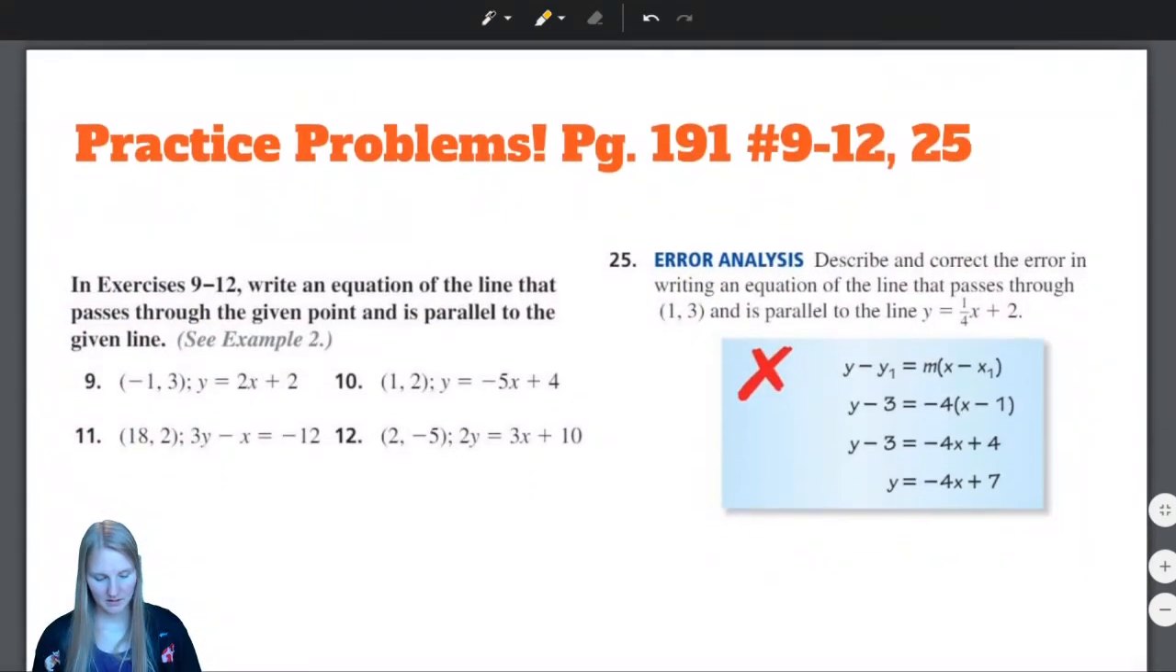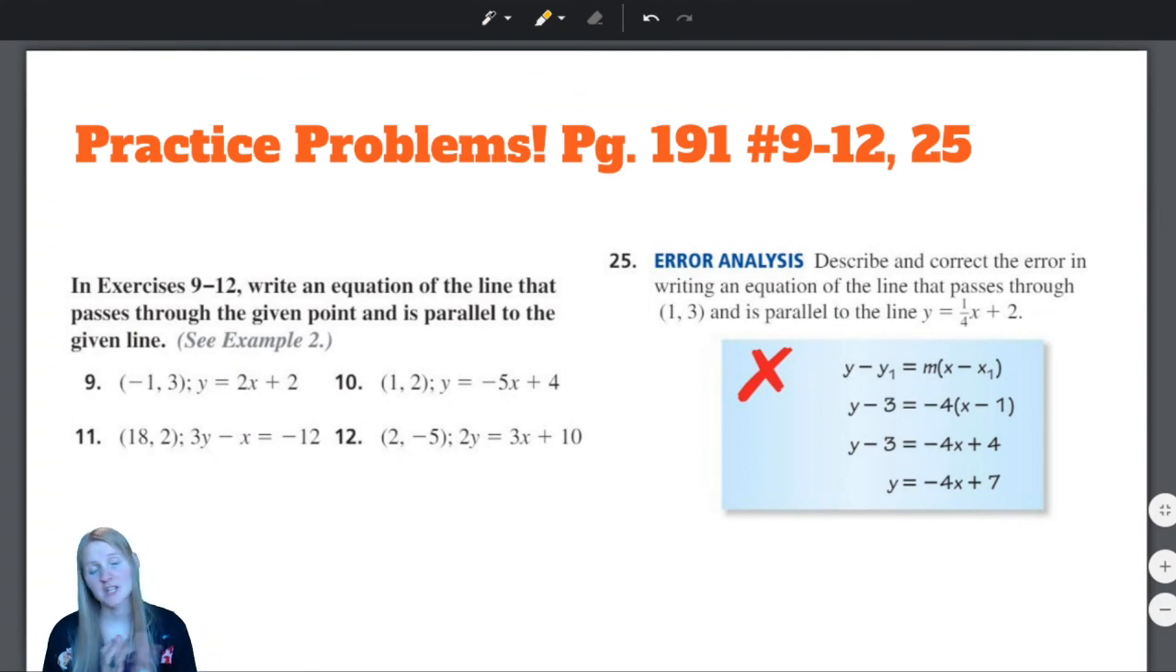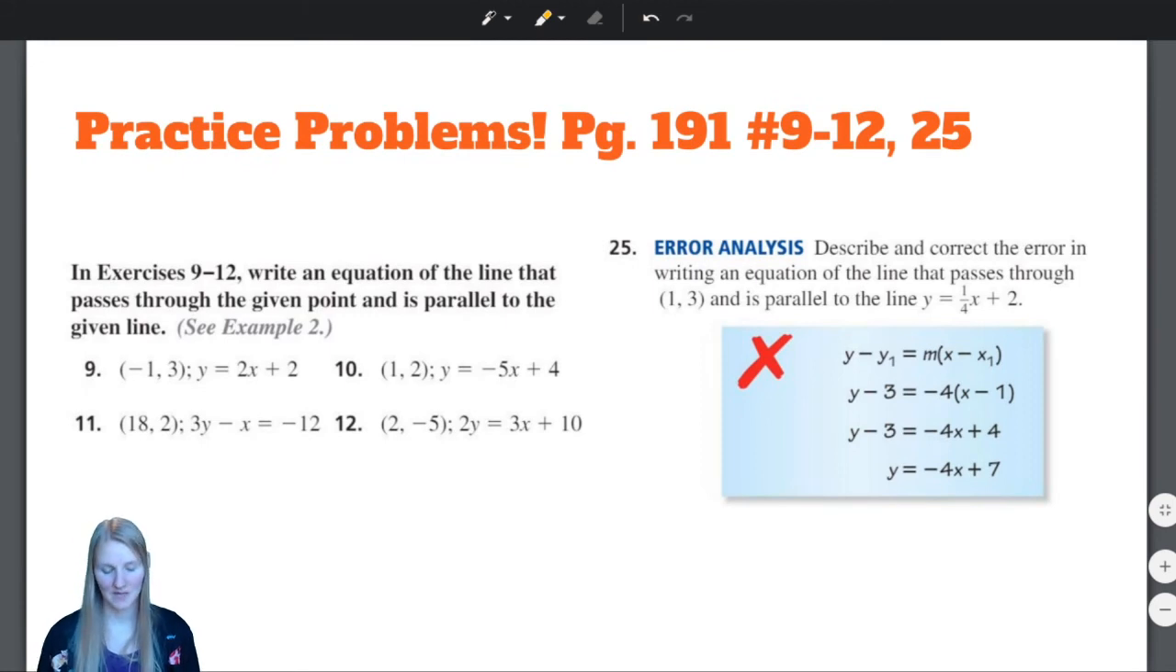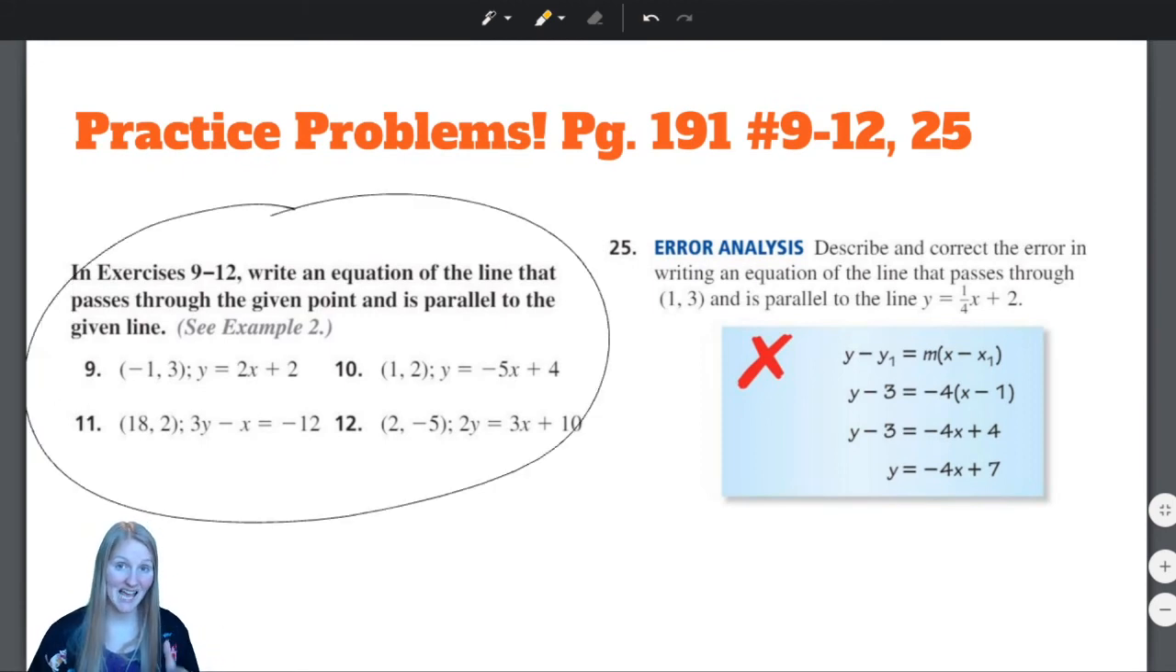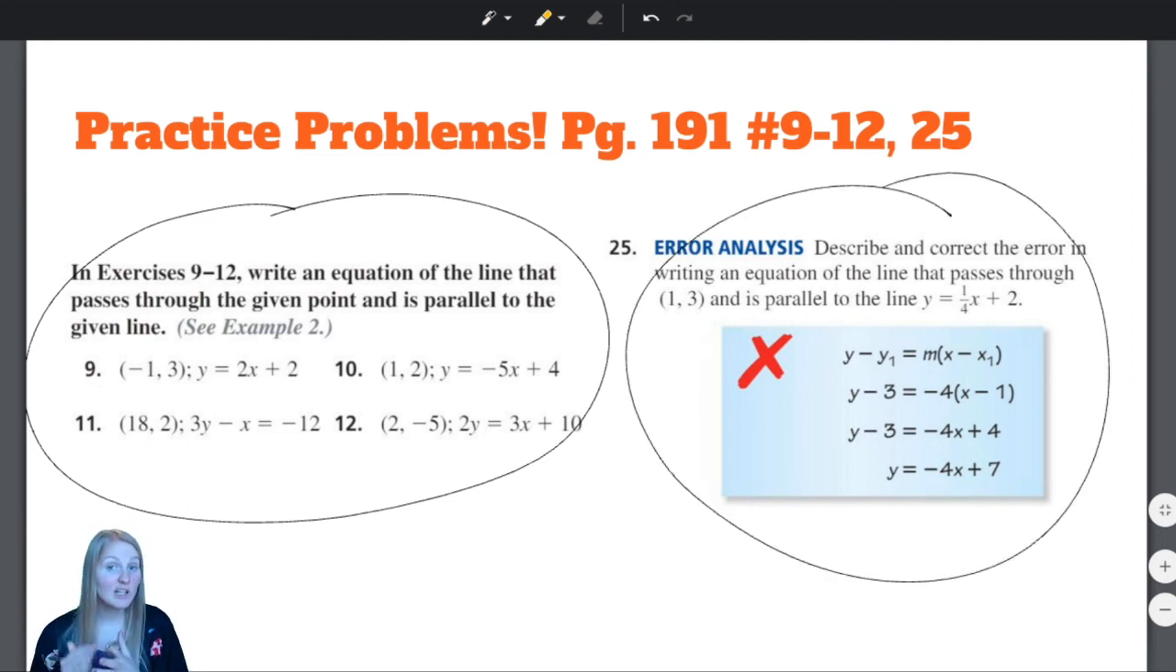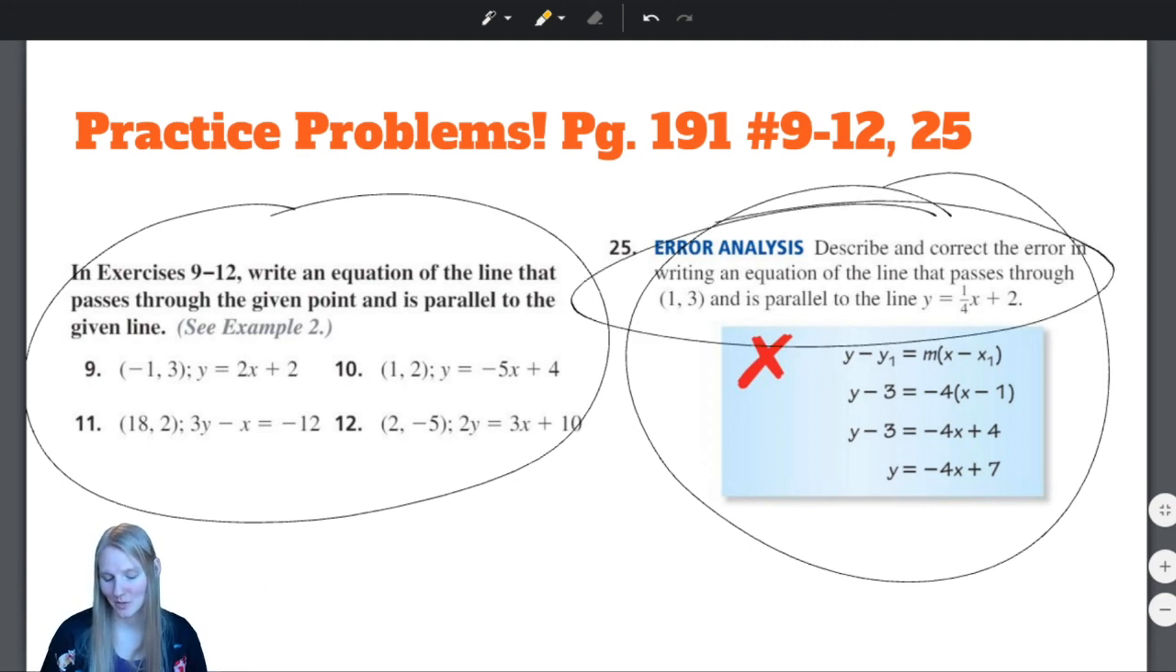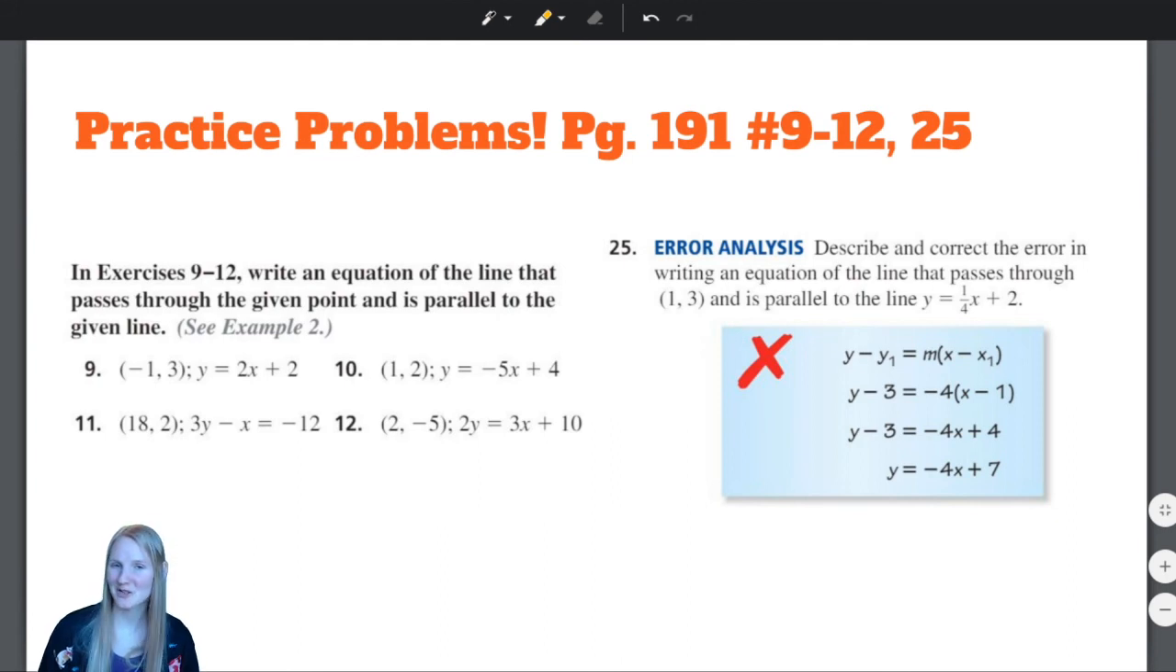And here are some practice problems that you can do to practice the skills that you have learned in this video. So these problems are exactly like the ones that we did in this video. And 25 is a little bit different. We didn't do an example like problem 25, but you can use what we learned in this video to answer number 25. So try those if you'd like, but of course do the homework that your teacher assigns as well.